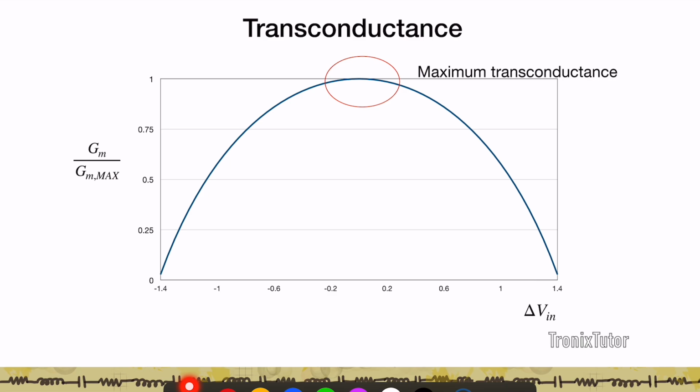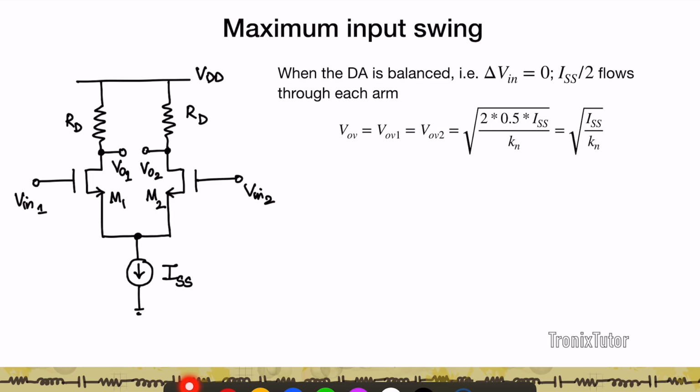And in that case, in the small signal model, we're going to linearize the circuit around that point where delta V in is very small. Now, how do we talk about what this maximum input swing is? So let's assume the differential amplifier is balanced, that is, delta V in is equal to 0. I have ISS flowing in both the arms of the differential amplifier.